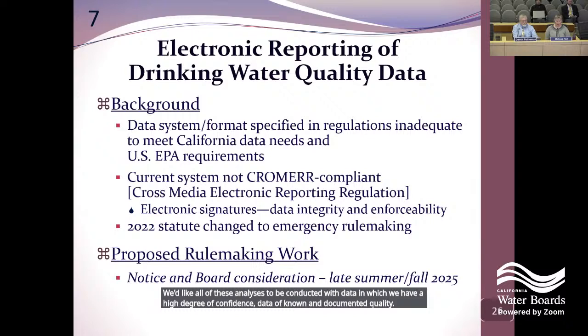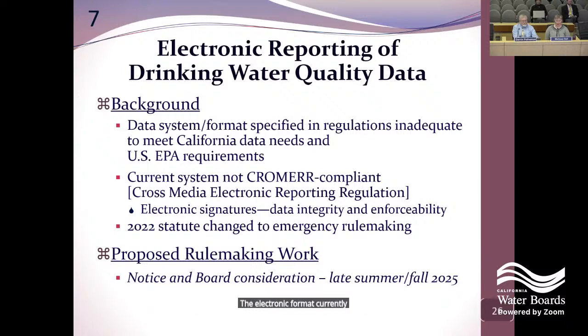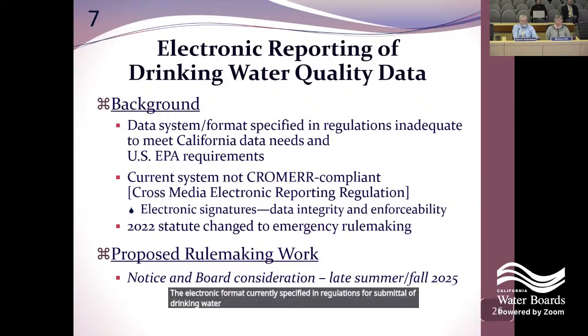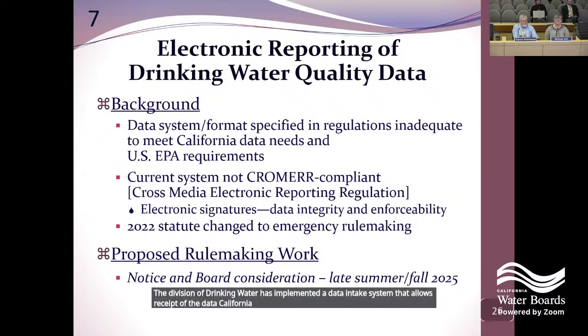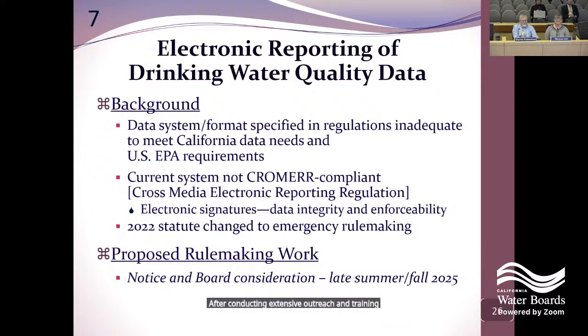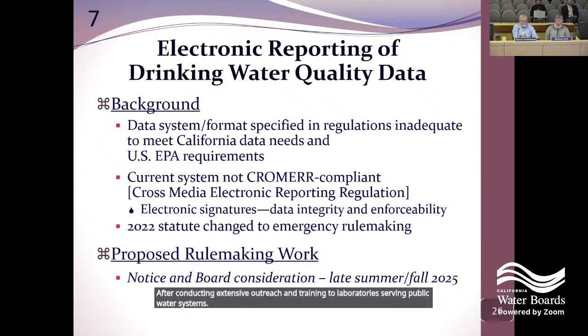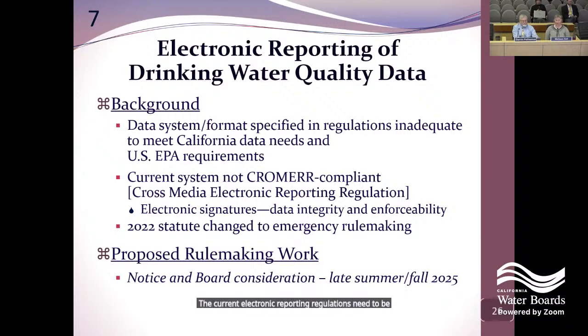The electronic format currently specified in regulations for submittal of drinking water analytical results no longer reflects either current federal regulatory requirements for data integrity and enforceability or the current data system. The Division of Drinking Water has implemented a data intake system that allows receipt of the data California needs ahead of transmitting the federally required data to use EPA's data portal after conducting extensive outreach and training to laboratories serving public water systems. The current electronic reporting regulations need to be updated to specify the selected format.